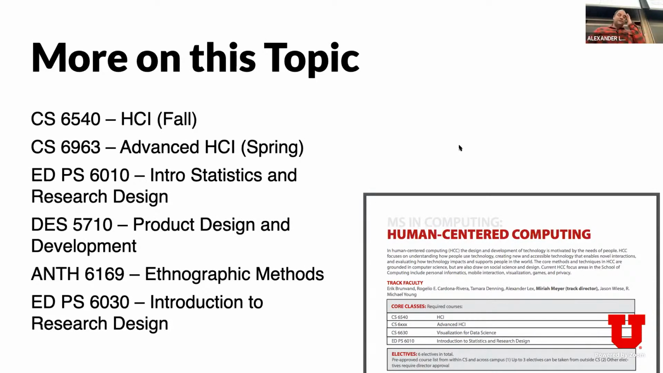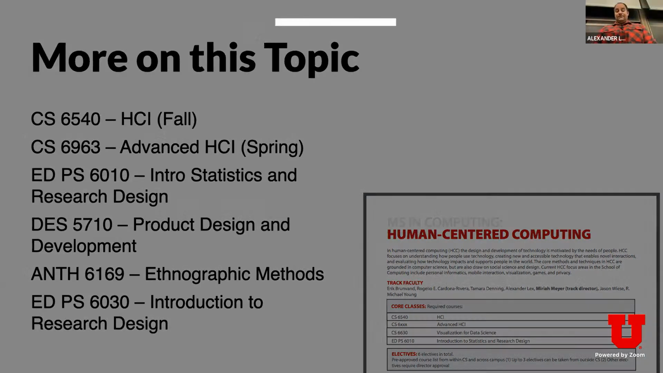If you're interested in this topic, there are plenty of classes. There's a human-centered computing concentration for masters and PhD students. There are classes such as HCI, advanced HCI, statistics and research design, product design and development, ethnographic methods, introduction to research design and so on. All of these classes can dig deeper into this. And I acknowledge that this was a very short and cursory treatment of evaluation.